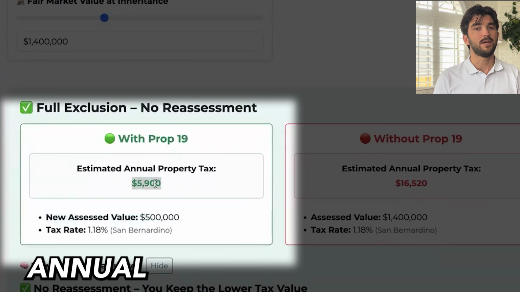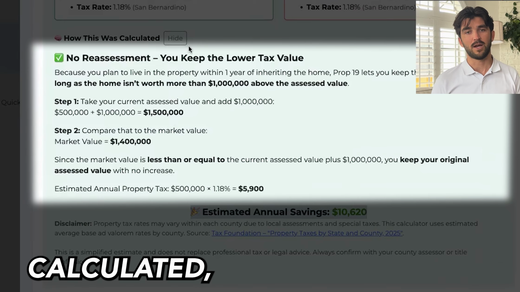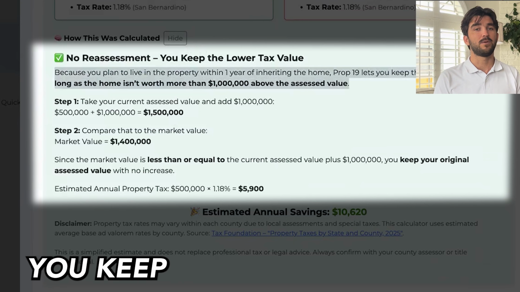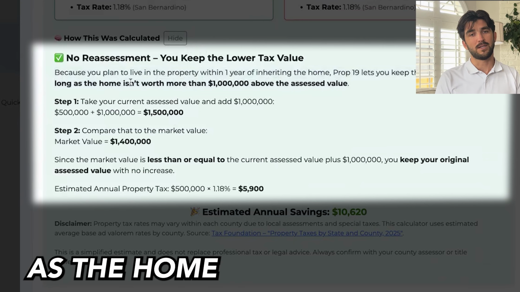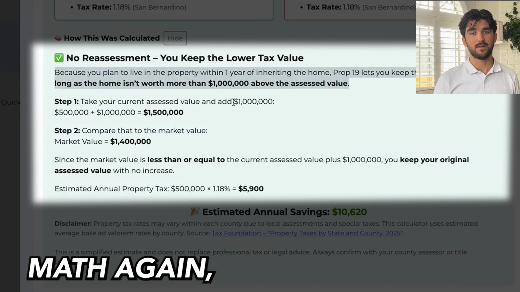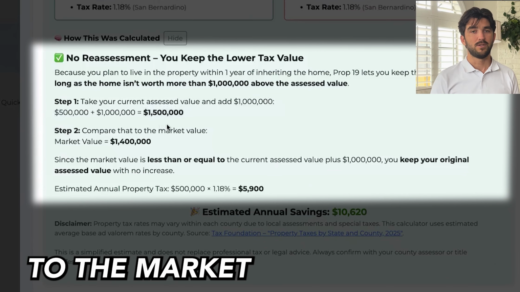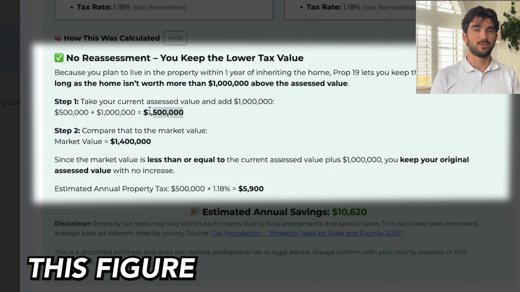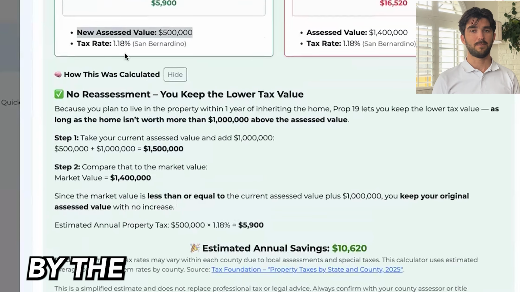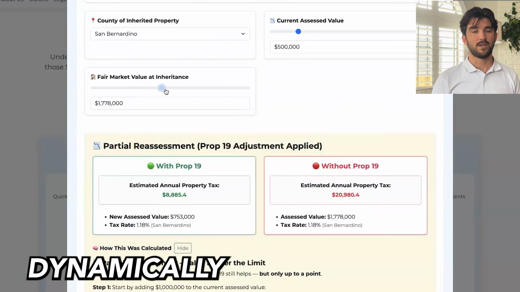Here we get the nice estimated annual property tax, the big savings here. If we look at how this was calculated, we see that because you plan to live in the property within 1 year of inheriting the home, Prop 19 lets you keep the lower tax value as long as the home isn't worth more than $1 million above the assessed value. So we can do that math again. We can add 1 million to the assessed value, that's 1.5 million. Compare it to the market value of 1.4 million. Since this figure is greater, all you have to do is bring in the old assessed value and then just multiply that by the tax rate, and you have a nice estimated annual property tax. And this will update dynamically for you.